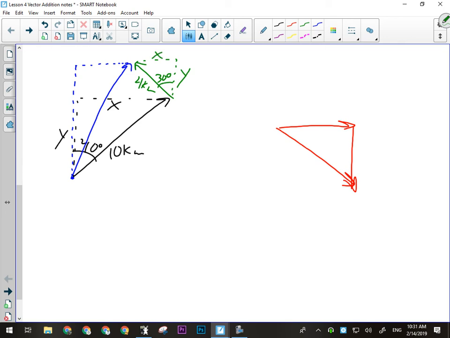Same for the 4-kilometer triangle here, how I can find its vertical and horizontal parts. If I add all the x's together, then I'll get my resultant's x component. If I add the two y's together, I will get my resultant's y component, and then I can do Pythagoras, and then I can do trig, and I'll have the numbers.